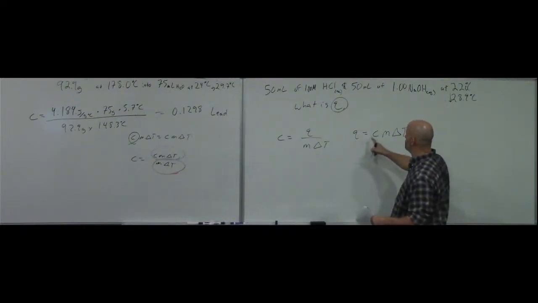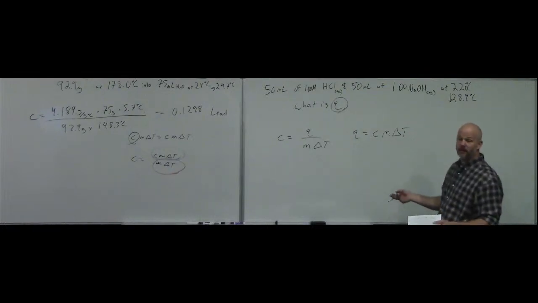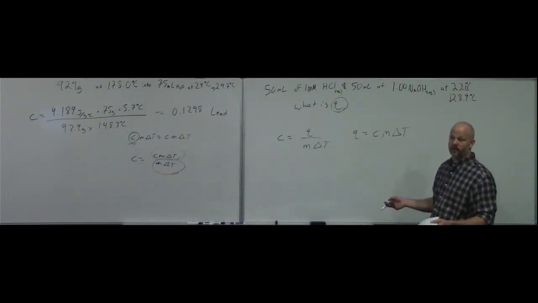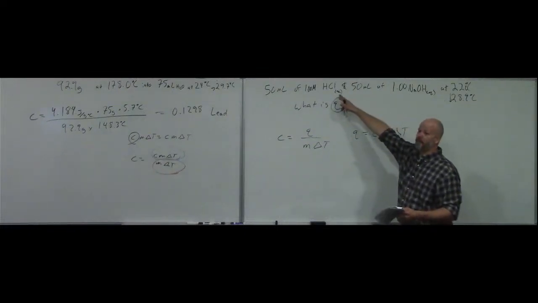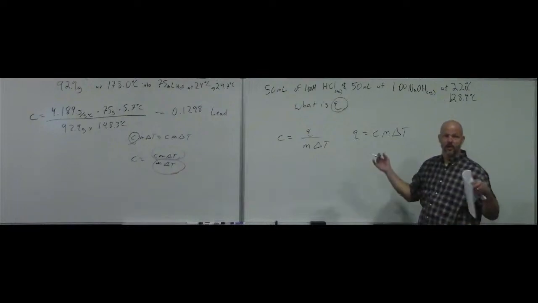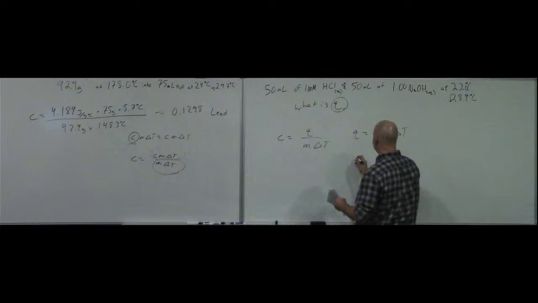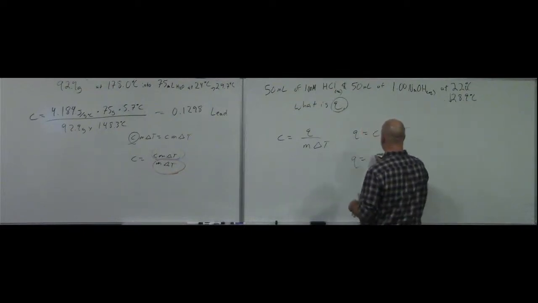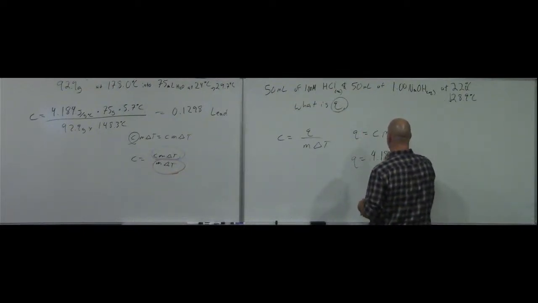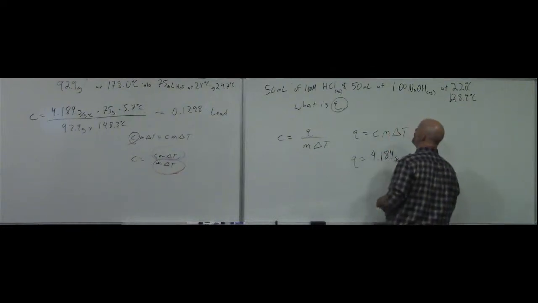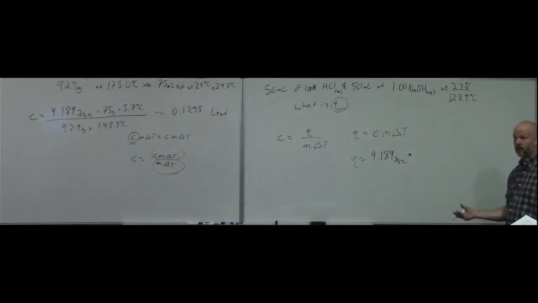Q, I don't know. Specific heat. Specific heat of what? Water. That's part of why it's telling us aqueous. These are aqueous solutions, so this is all happening in water, so I need the specific heat of water. Right? So Q equals 4.184 joules per gram degree centigrade times the mass of water. How much water? 100 milliliters.